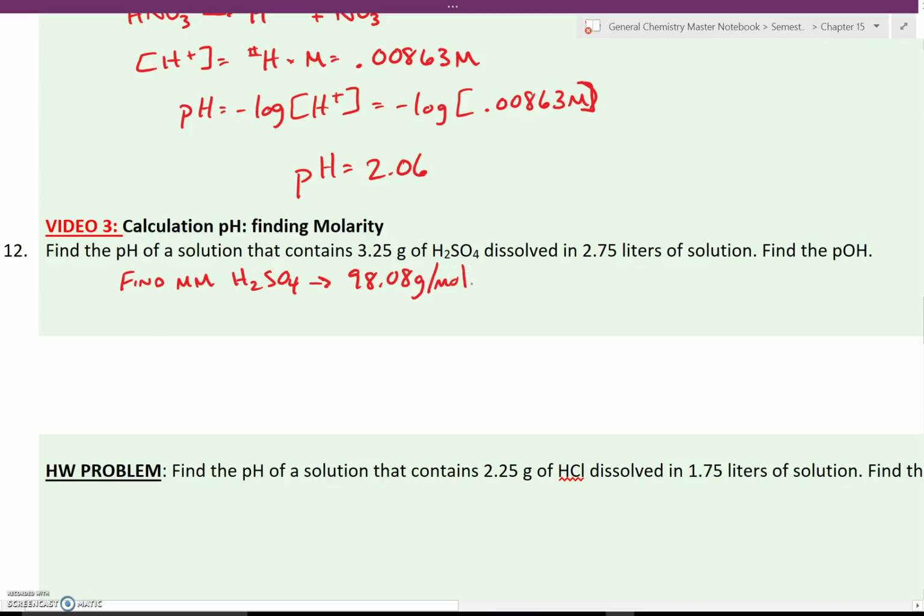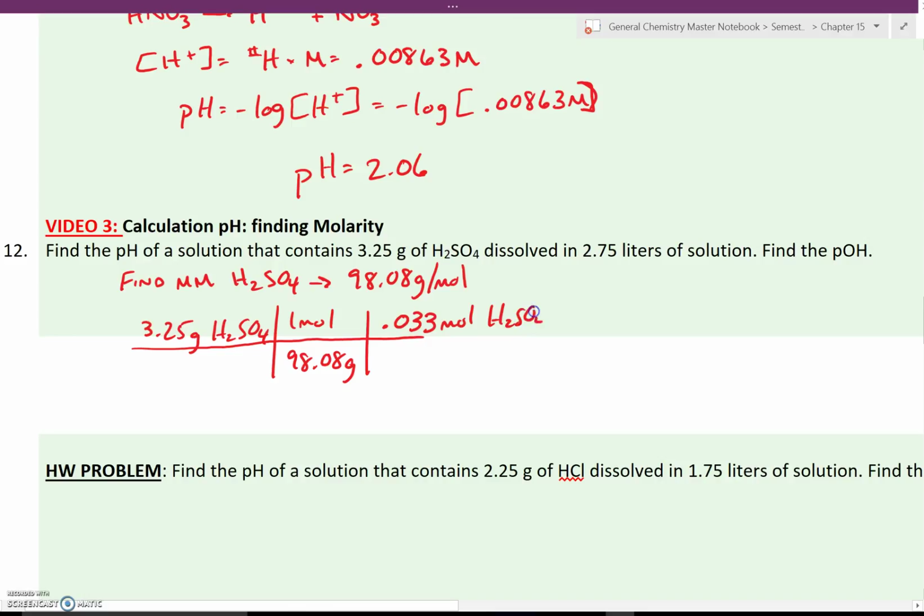And so our first step then is to convert this 3.25 grams of H2SO4 into moles of H2SO4. So we set up our picket fence and we have 1 mole over 98.08 grams. And that gives us 0.033 moles of our H2SO4.